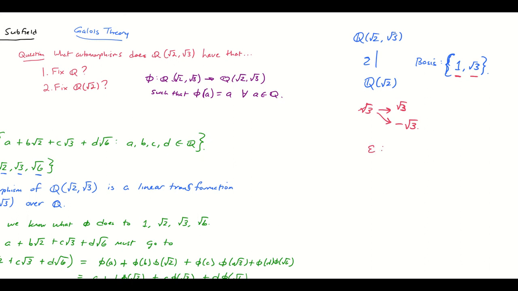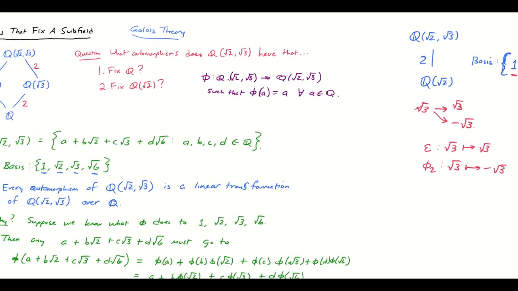We have the identity, which sends root 3 to root 3. Sorry, my pen's skipping like crazy now. And I think we were calling it phi sub 2 earlier, which sends root 3 to negative root 3. We already know what root 2 is doing because we're assuming that's fixed. So these are the two automorphisms.